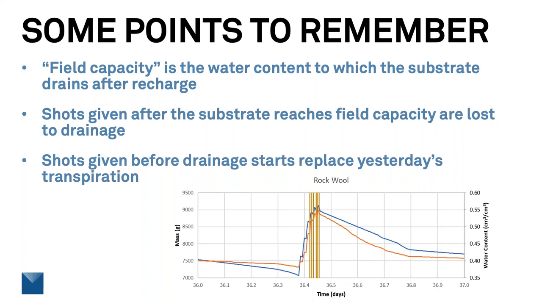Shots given after the substrate is at field capacity are mostly lost to drainage. Shots given before drainage starts replace yesterday's transpiration. Since we know how much water is added by an irrigation, this gives us a good way to estimate the crop water use.